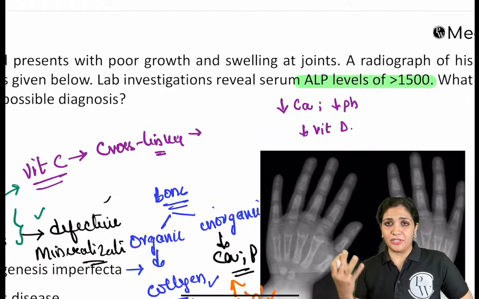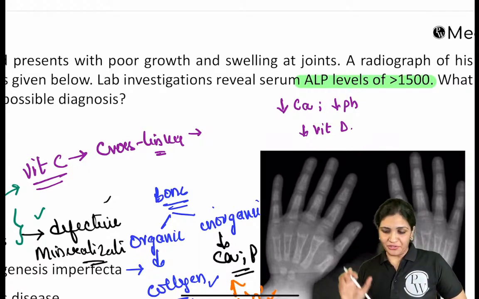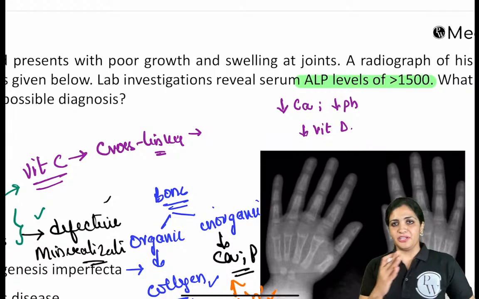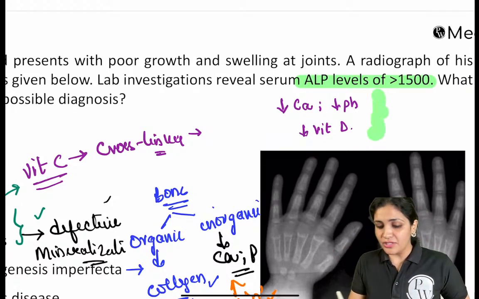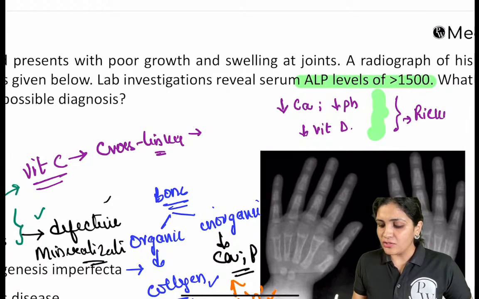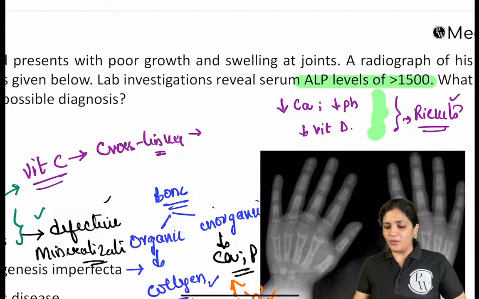It is up to 3 times your normal ALP levels. So whenever you see this particular biochemical picture, that there is decreased calcium, decreased phosphorus, decreased vitamin D with increased levels of ALP, the first diagnosis which you put is always rickets, right? So this is very, very important.